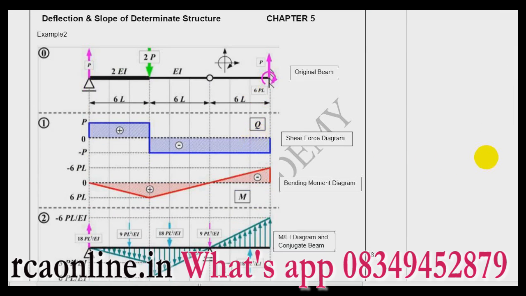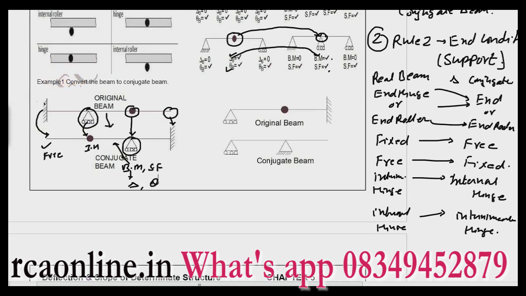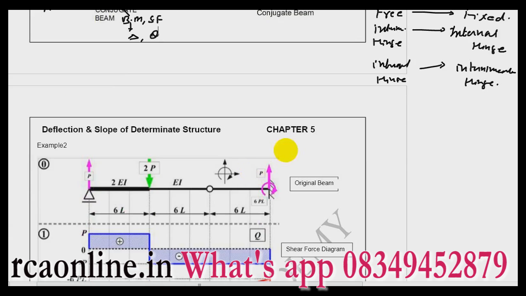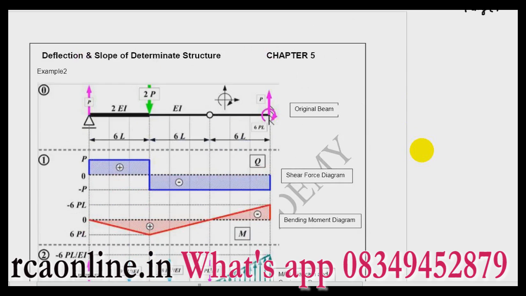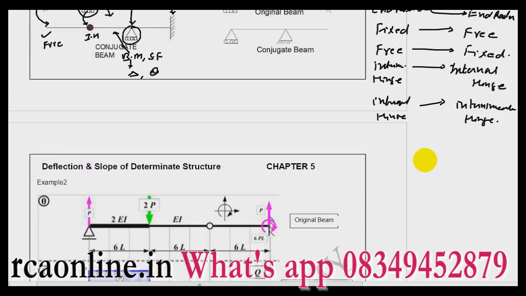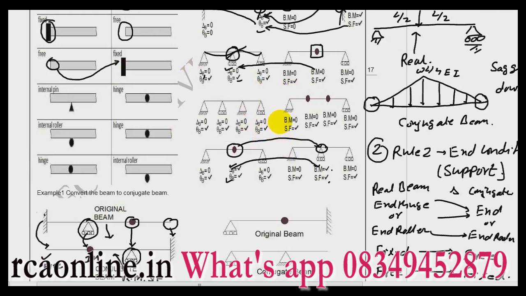Now let us see this problem. But friends, before taking up this problem, I want to tell you that for objective you don't require such a lengthy process. In objective you will only find the questions related to what I taught you till now. Now I am just explaining you so that you feel comfortable, but since this is a very lengthy process, conjugate beam, there are very few chances of this type of question coming in the objective part. You just have to understand the concept of conjugate beam.